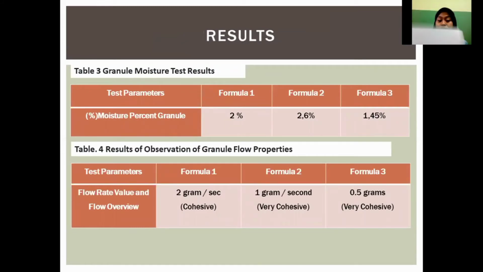Result. Granule moisture, the result. Wet granulation method is to wet the tablet mass with a certain binder solution until it gets a certain level of wetness. Then the wet mass is granulated. Wet granulation is selected when the active ingredient is resistant to water or solvent and heat. Granules are formed by binding the powder with a binder. For example, a binder in the form of a solution or a suspension and a binder in a dry form. From the result of the granule moisture test, the formulas are not more than 3%.